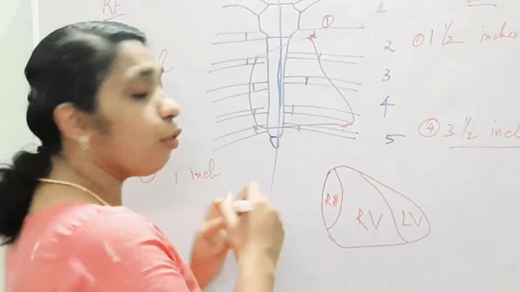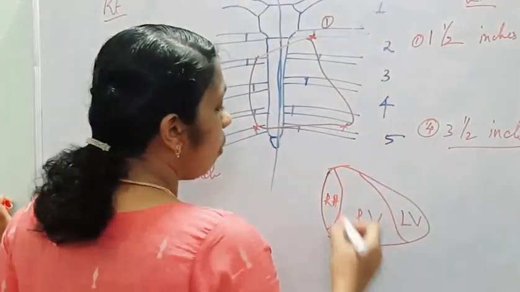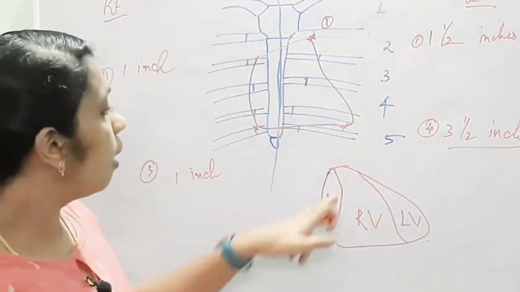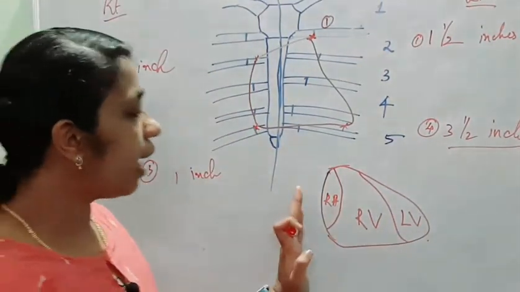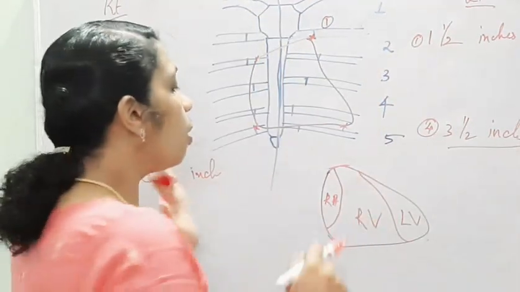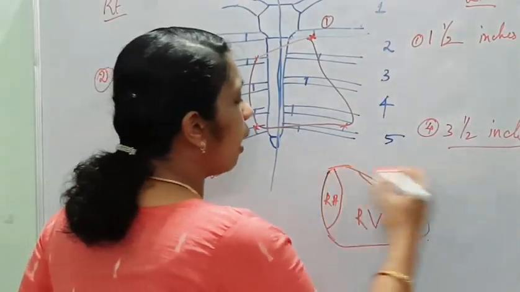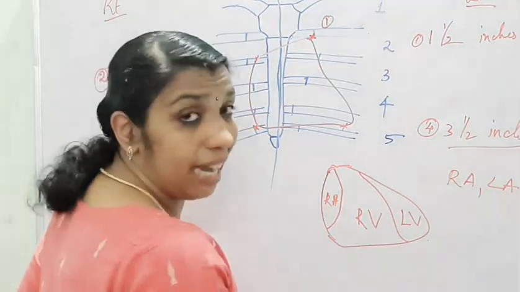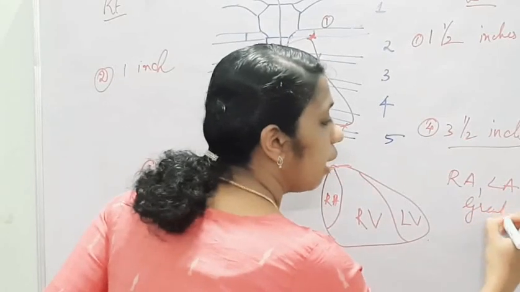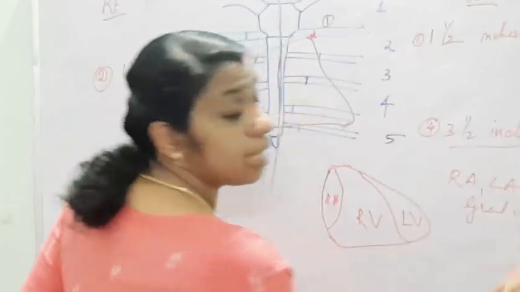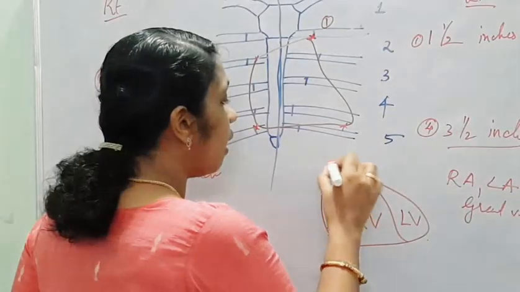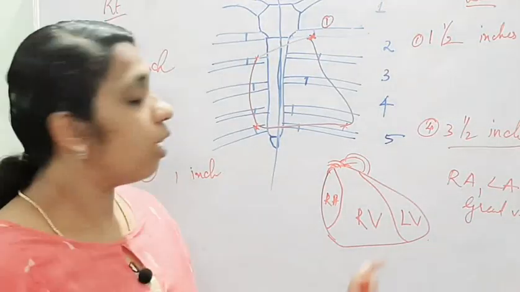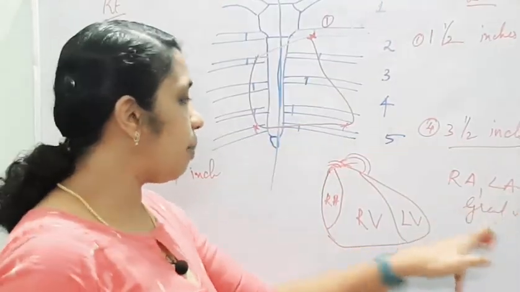Okay, so there are 4 borders of the heart: superior border, inferior border, right border, left border. You understand? The superior border is formed by the right atrium and left atrium along with the great vessels, which arise from the chambers of the heart. That is, from the right ventricle arises the pulmonary trunk and from the left ventricle arises the arch of aorta. So right atrium, left atrium and great vessels.